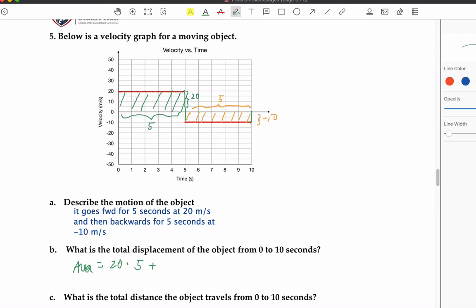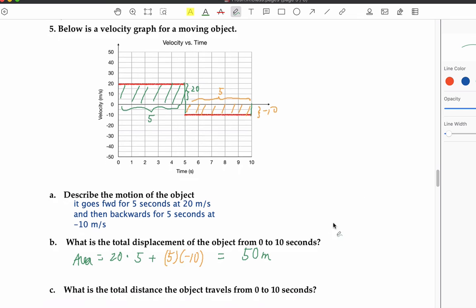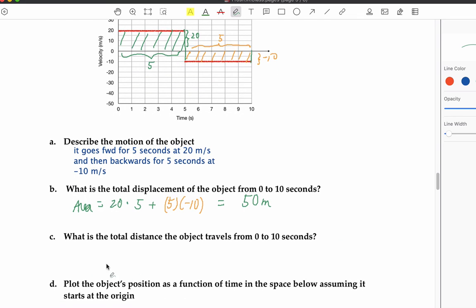plus 5 times negative 10. And so when we add those two numbers up, we're going to end up getting a displacement of 50 meters. Now, the total distance is we take the absolute value of the area. So that's going to be 100 plus the 50 that we had before, and that's going to be 150 meters.